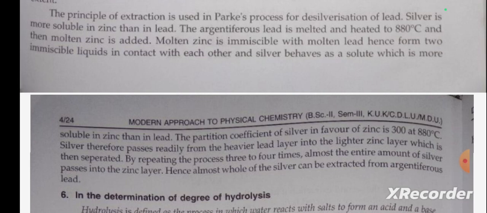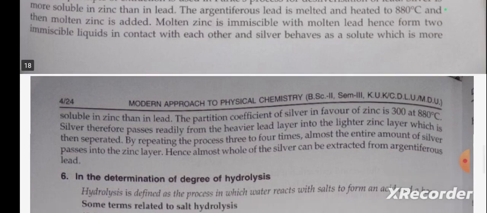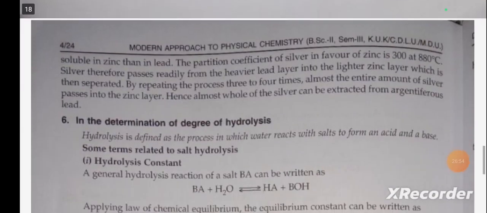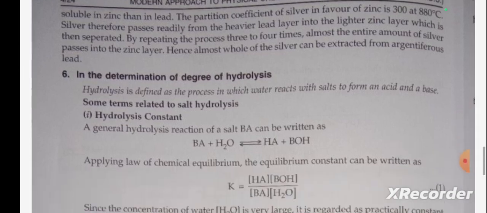The argentiferous lead is melted and heated to 800 degrees Celsius, and the molten zinc is added. Molten zinc is immiscible with molten lead, hence they form two immiscible liquids in contact with each other, and silver behaves as a solute which is more soluble in zinc than lead. The partition coefficient of silver in favor of zinc is 300. Silver therefore passes readily from the heavier lead to the lighter zinc, which is then separated by repeating the process 3 to 4 times. Almost the entire amount of silver passes into the zinc layer, hence almost the whole of the silver can be extracted from argentiferous lead.